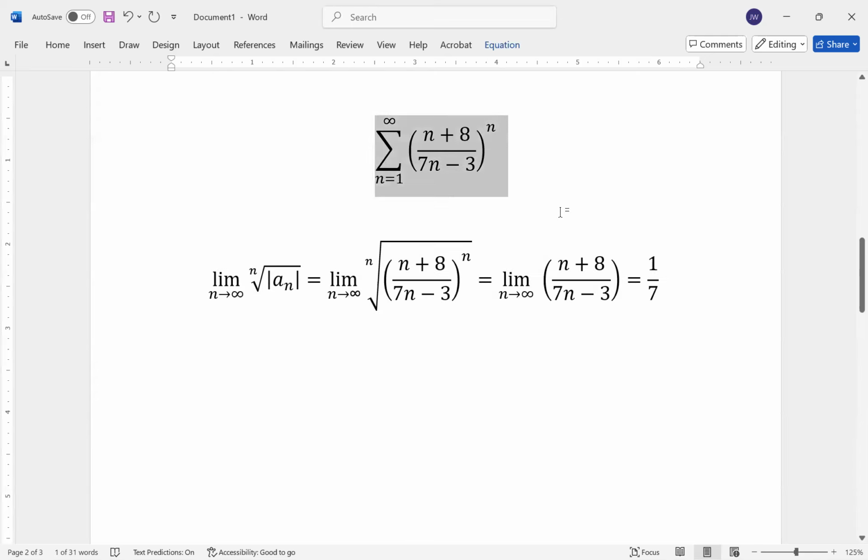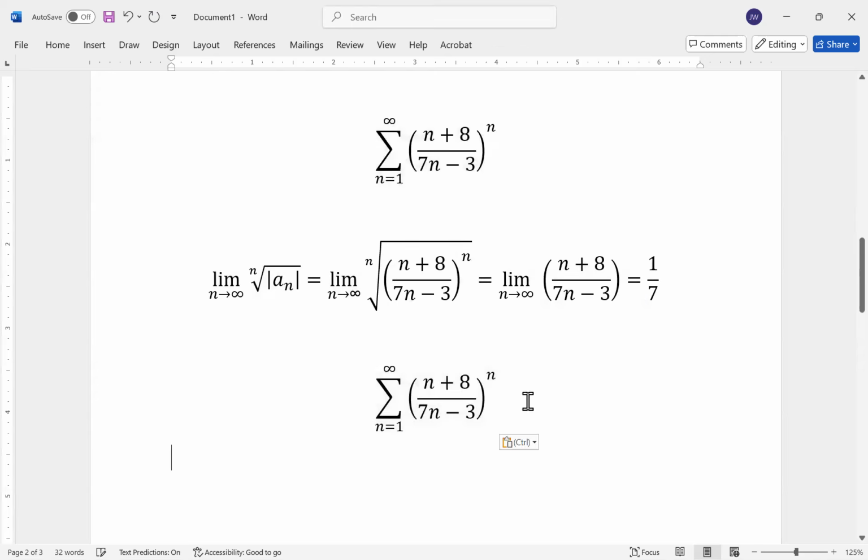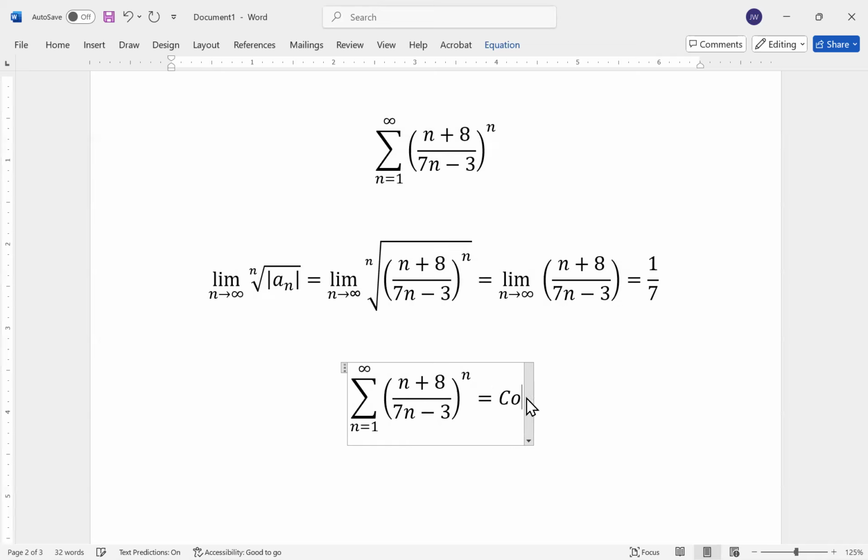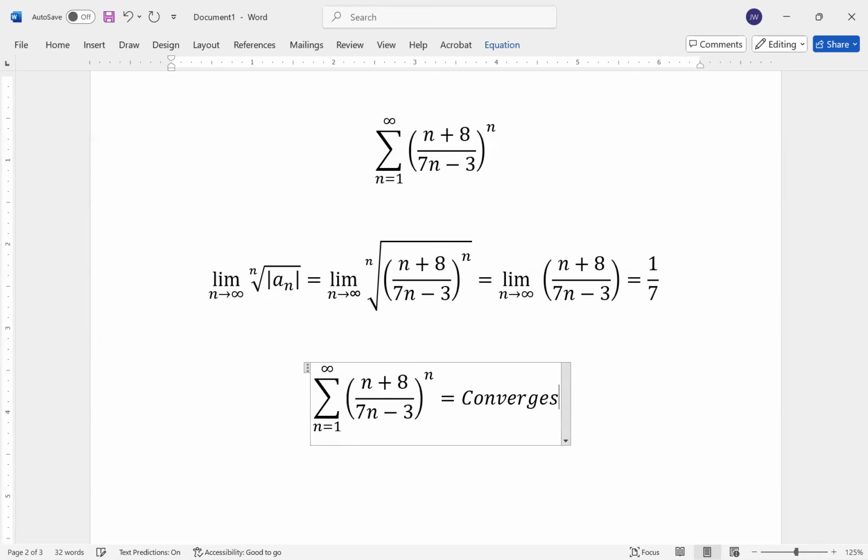Therefore, this series by the root test converges. It converges because 1/7 is less than 1. So 1/7 is less than 1, and therefore this infinite series converges.